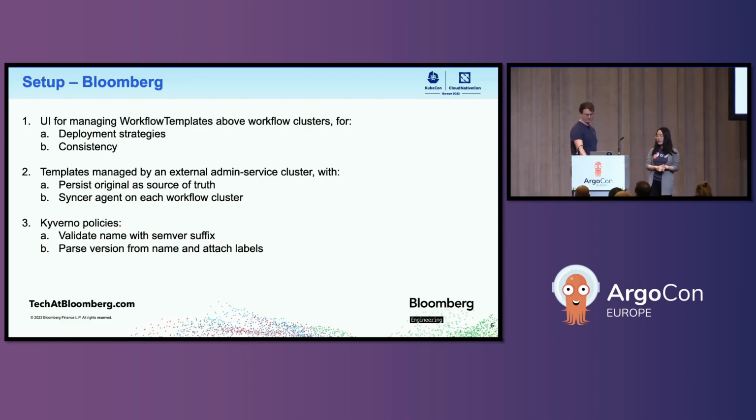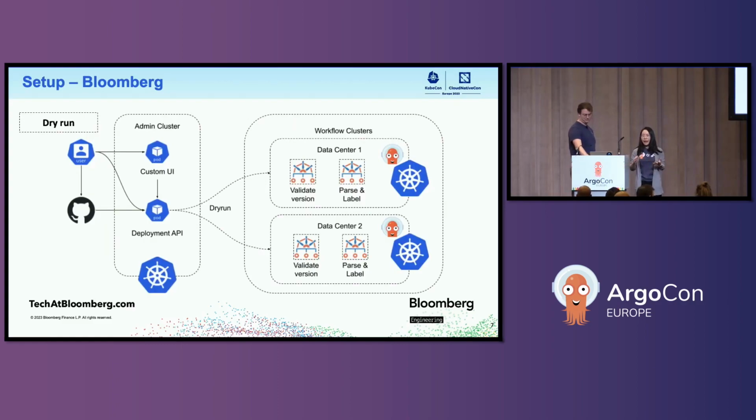Now, let's take a next step to look into the actual steps. First, we'll have a dry run. The deployment API, the component that I mentioned, takes the input from our UI or from GitHub ops, and also it can accept a user direct input. Then it takes that template input and runs a dry run against the real clusters, making sure everything looks okay synthetically and from an environment perspective.